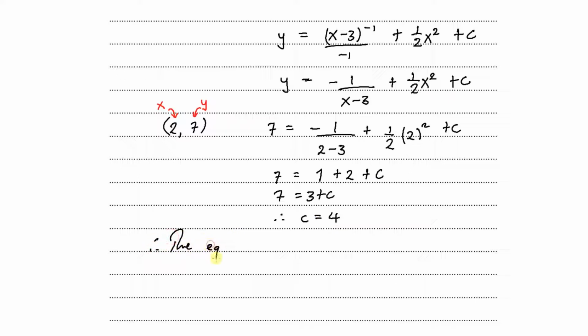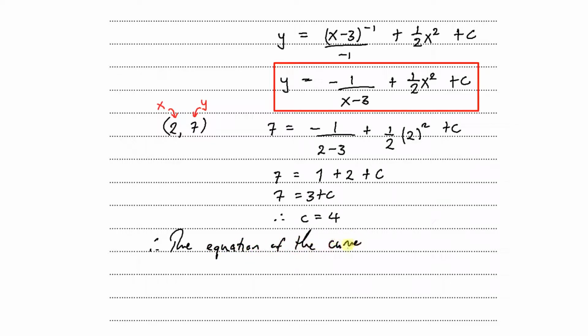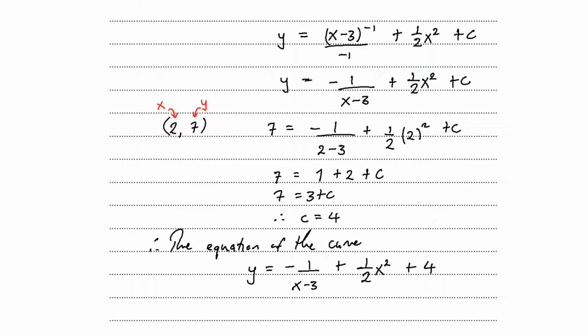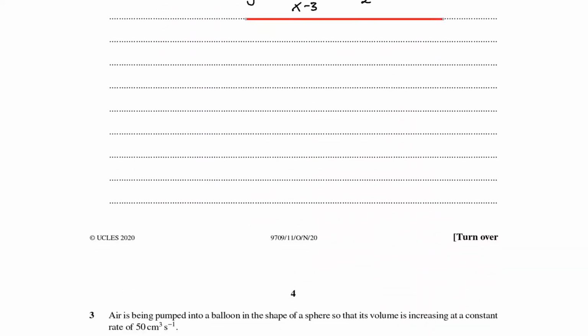So now that we have the value of the constant c, we can therefore now say the equation of the curve should come out as y is equal to minus 1 over x minus 3 plus half x squared plus 4, and this becomes the answer right here. Let's go down to the next question.